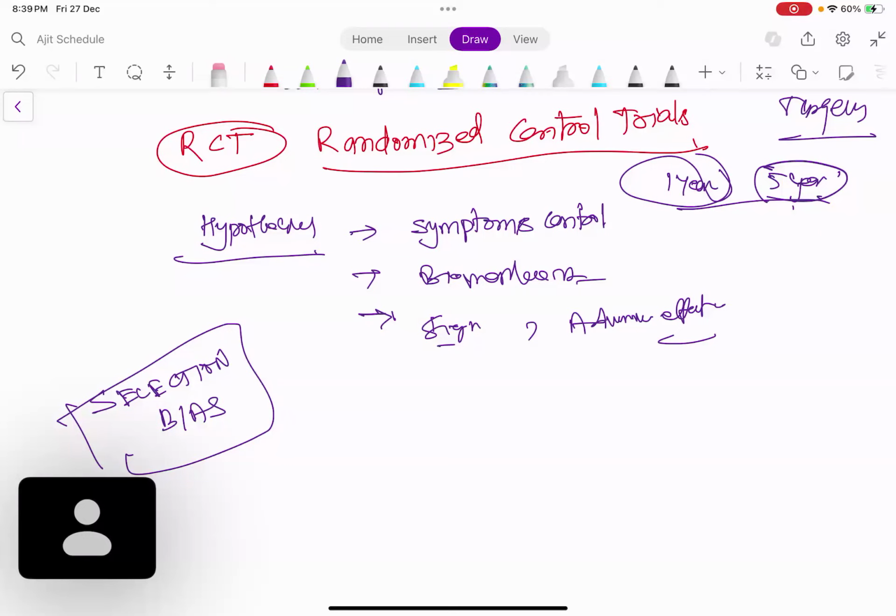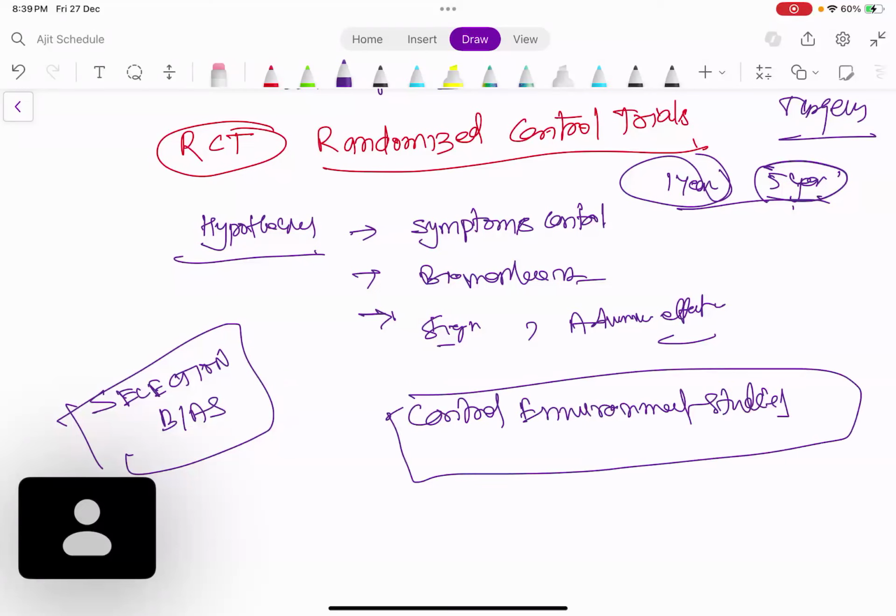So we go for a randomized controlled trial. If you want to check the efficacy of a drug, always go for a randomized controlled trial, because randomized controlled trials are controlled environment studies. What is a controlled environment study? Here the inclusion criteria and exclusion criteria are controlled. Bias is controlled. Arms are controlled.